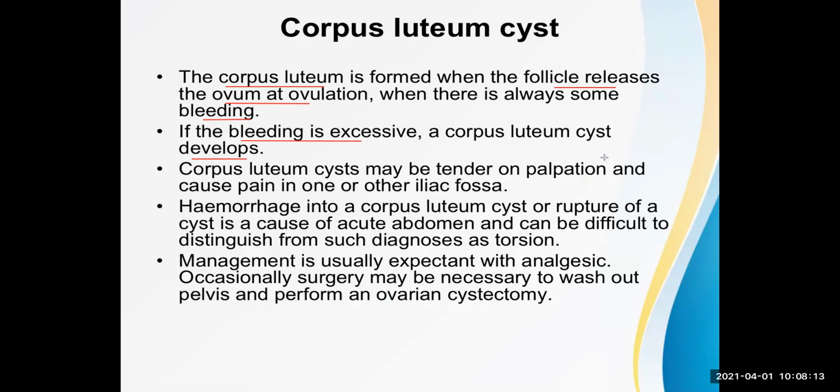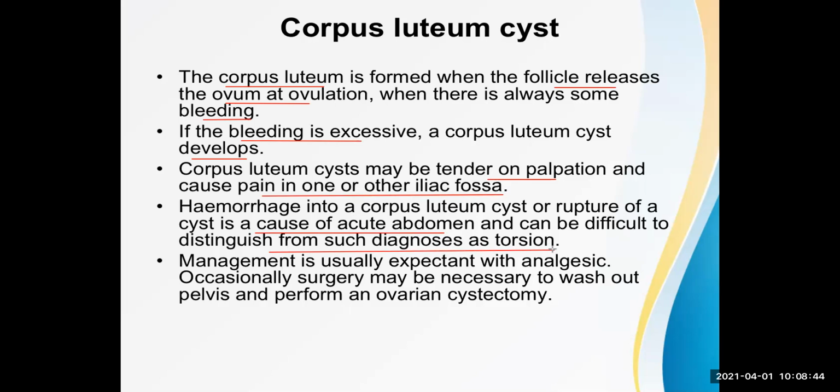The corpus luteum cyst may be tender on palpation and cause pain in one or other iliac fossa. It means that in one cycle, only one ovary is releasing the ovum. We know that. So only on that side there is tenderness. Hemorrhage into a corpus luteum cyst, or rupture of a cyst, is a cause of acute abdomen and can be difficult to distinguish from diagnoses like torsion of the ovary.